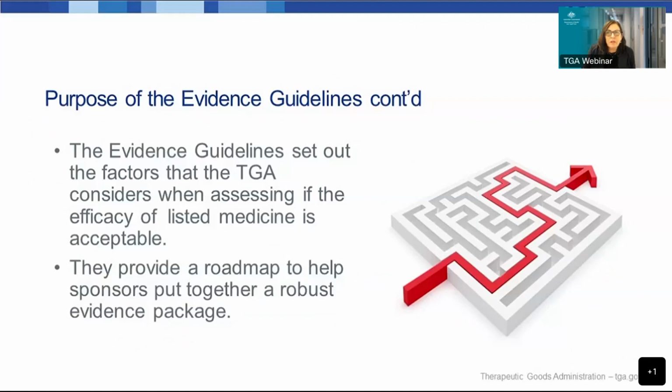The overall purpose of an evidence package is for the sponsor to demonstrate to the TGA that their medicine will do what the medicine's indications say it will do. That is, that the medicine is efficacious. The evidence guidelines set out the factors that the TGA considers when assessing if the efficacy of a listed medicine is acceptable. They provide a roadmap to help sponsors put together a robust evidence package.